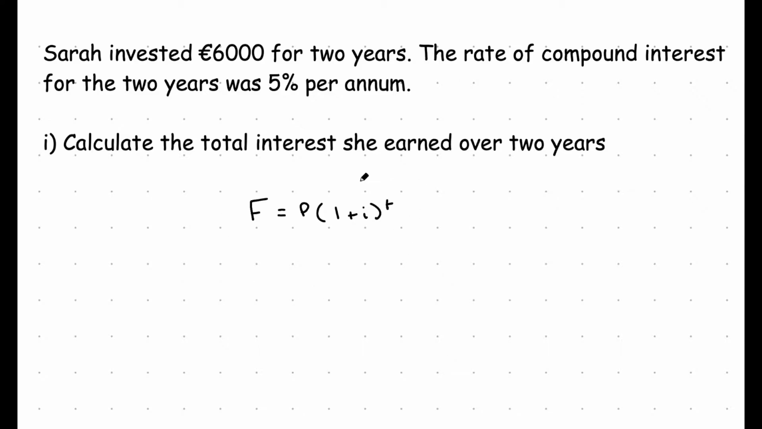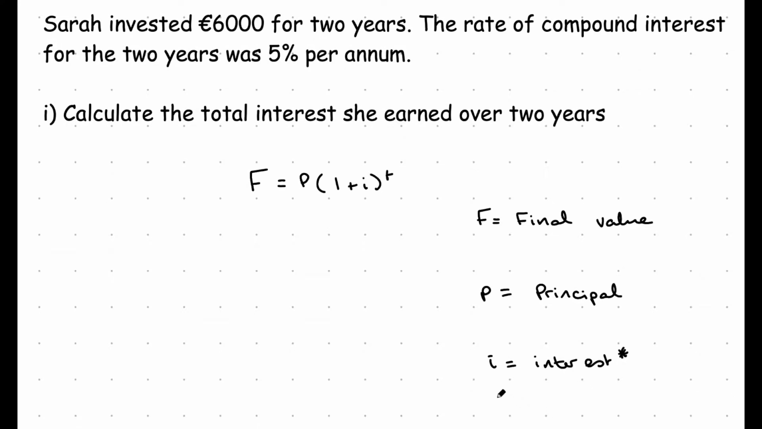So what do each of these symbols mean? Well, F is the final value, P is equal to the principal, or what we put in, I is the interest, and what you might remember is we have to be careful here. The interest will be given to us as a percentage and we must change it to a decimal. And the last letter to deal with is the letter T, and T is going to be the time, usually in years.